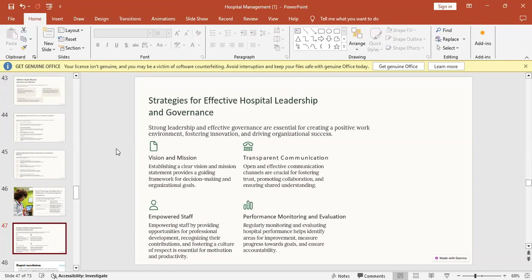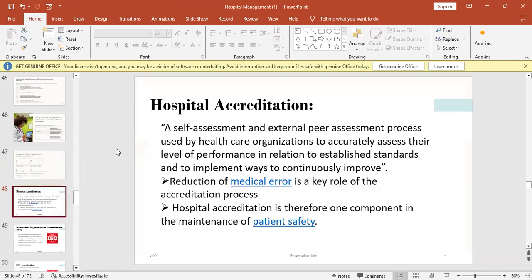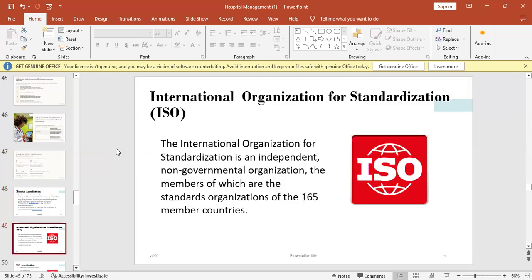Performance monitoring and evaluation. Regular monitoring and evaluation of hospital performance helps identify areas for improvement, measure progress towards goals, and ensure transparency. The hospital accreditation system is a self-assessment and external peer assessment process used by healthcare organizations to accurately assess their level of performance in relation to established standards and to implement ways to continuously improve. Reduction of medical error is a key role of the accreditation process. Hospital accreditation is therefore one component in the maintenance of patient safety.